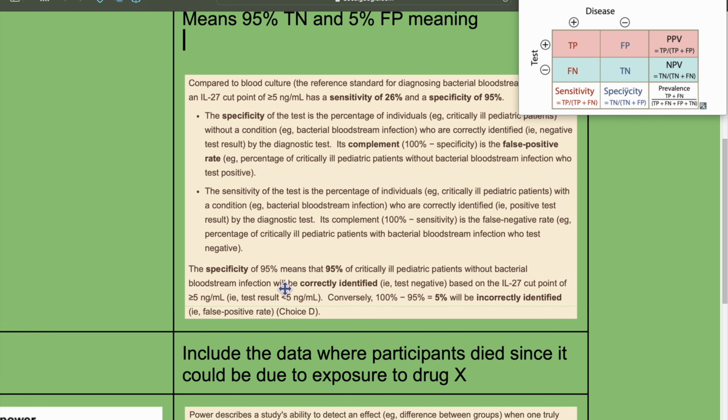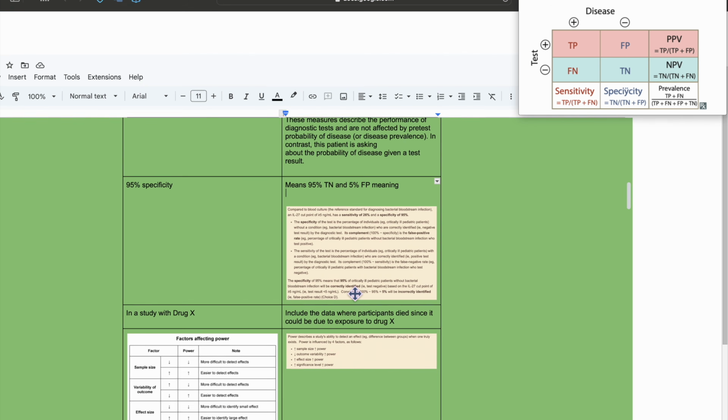The specificity of 95% means that 95% of the critically ill pediatric patients without bacterial bloodstream infection will be correctly identified. That is, test negative, based on the IL-27 cut point. Conversely, this means this 5% will be incorrectly identified, false positive. So even though they don't have it, they'll be categorized as having it, right?